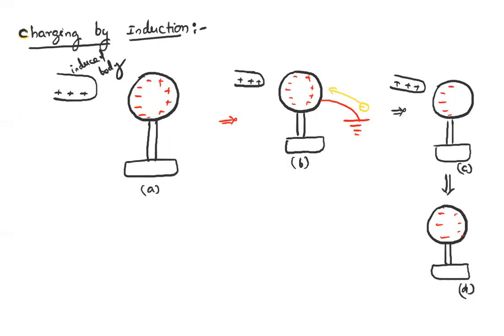There is a small sphere placed on an insulating stand, and a positively charged body is brought closer to it. Due to the positively charged body being brought closer, what happens? By the definition of induction, the side nearer to the positively charged body gets unlike charge. That is why it gets negative charge here, and the farther surface gets positive charge here.